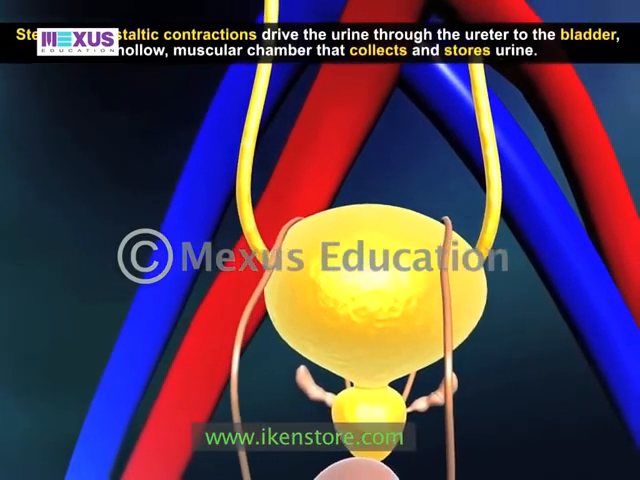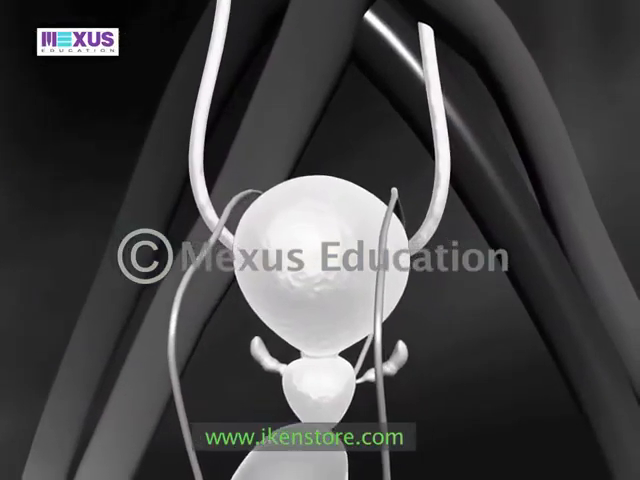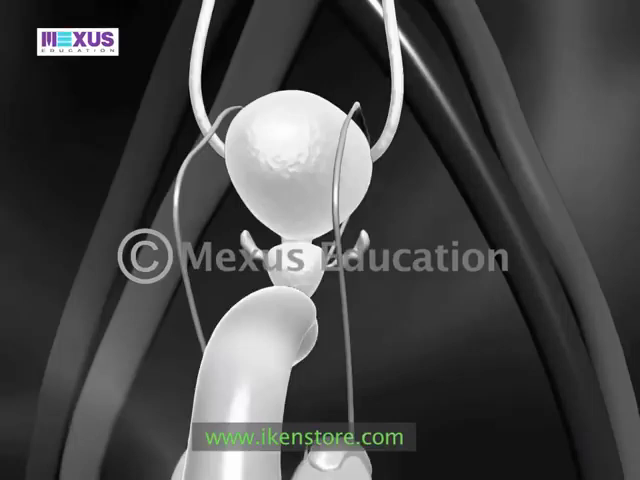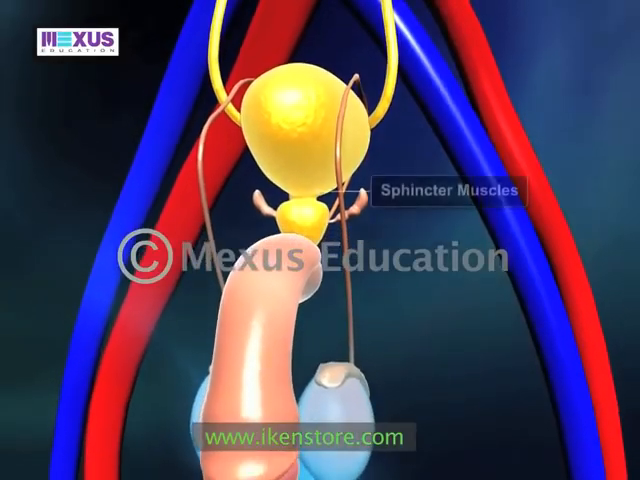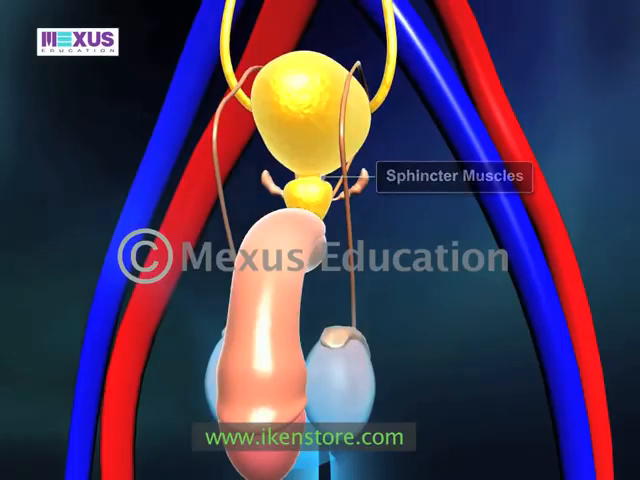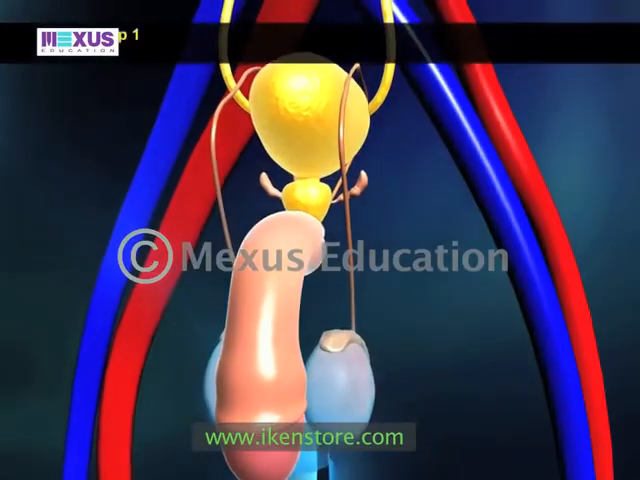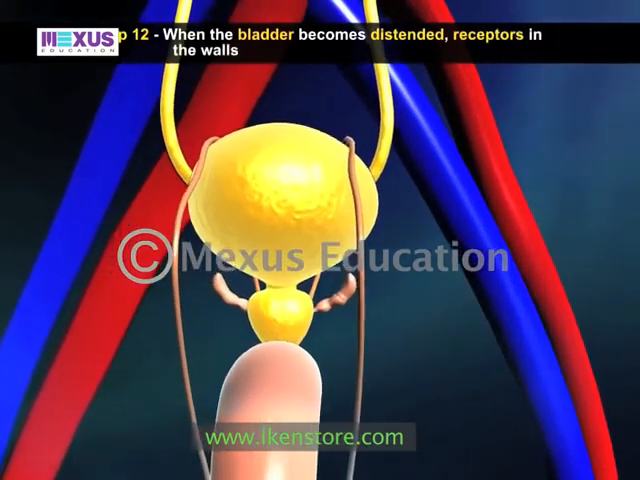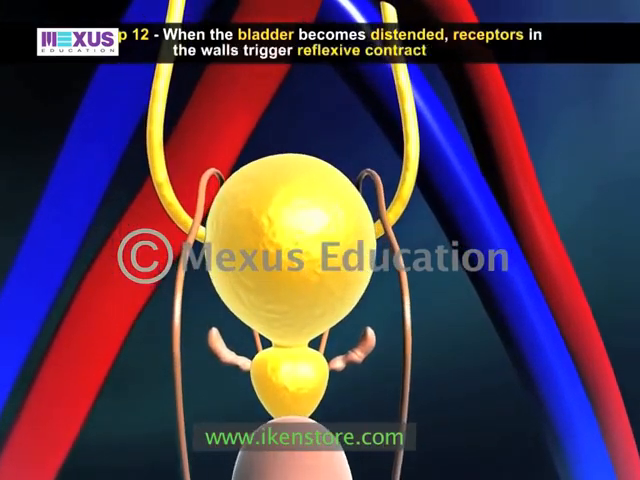The walls of the bladder contain smooth muscle capable of considerable expansion. Urine is retained in the bladder by two sphincter muscles located at its base, just above the juncture with the urethra. When the bladder becomes distended, receptors in the walls trigger reflexive contractions.